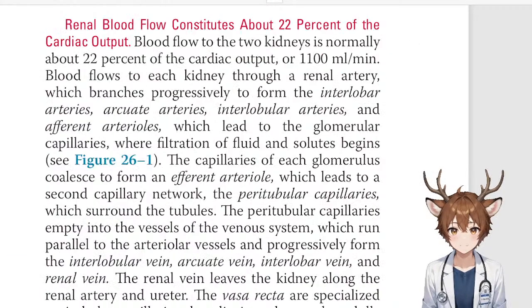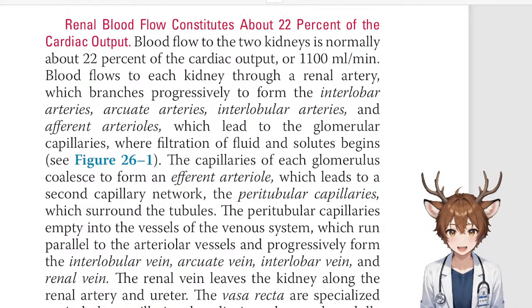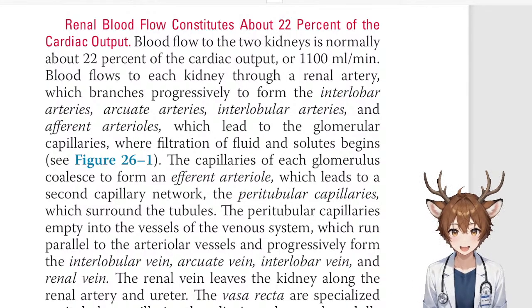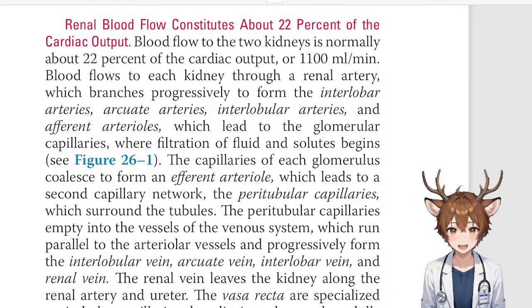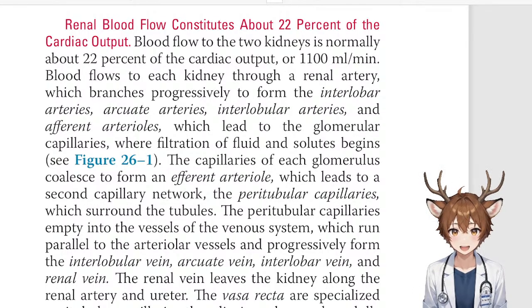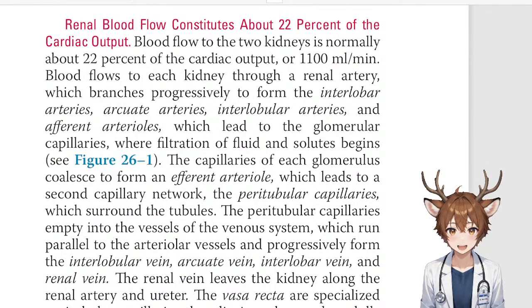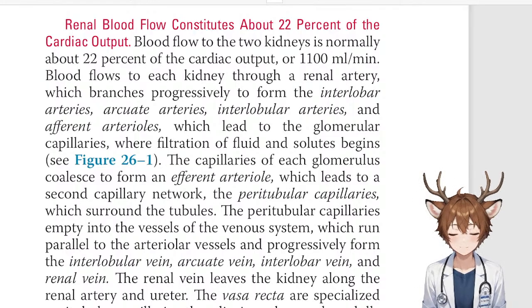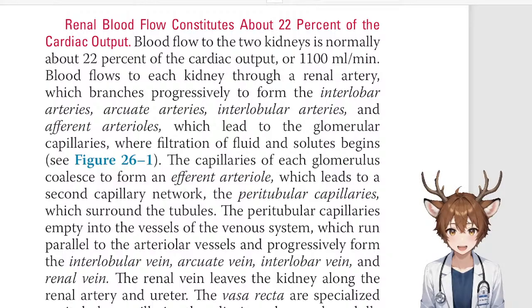Okay, back to the text. Renal blood flow constitutes about 22% of the cardiac output. Blood flow to the two kidneys is normally about 22% of the cardiac output, or 1,100 milliliters per minute.